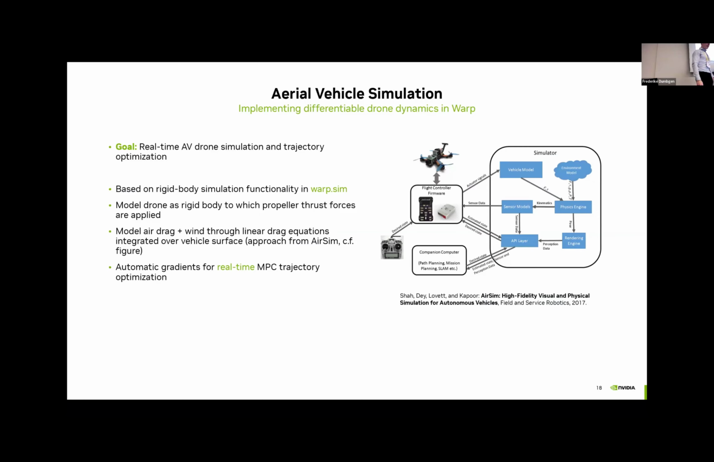Another example that we did is using this for drone simulation. So I looked at the AirSim model that they have for simulating how the currents inside the motors yield certain thrusts on the drone. And then we also have a model for air drag here that's based on angle of attack. And that's all written in Warp. We use Warp sim just for the rigid body integration here. And then we optimize the trajectory of the drone.